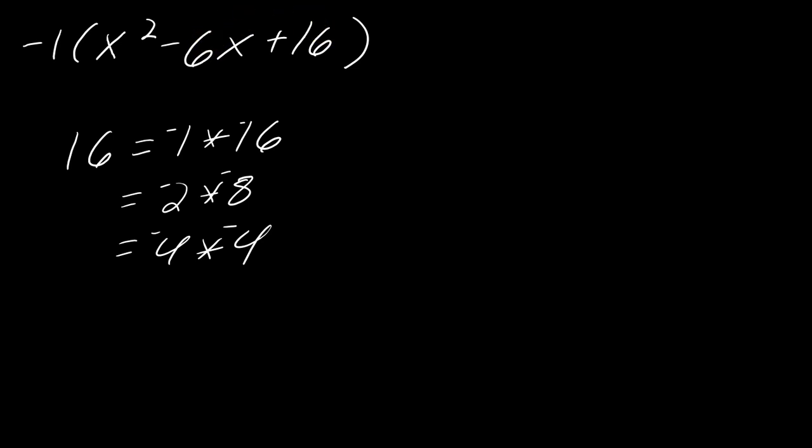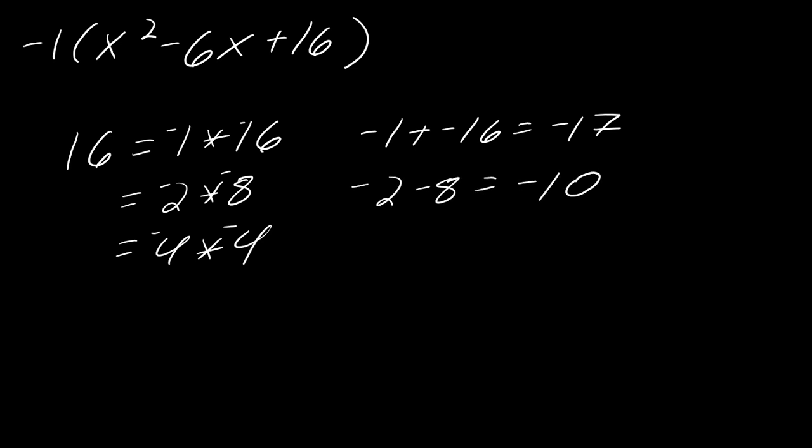Now if I try to add these together, I have -1 plus -16, that equals -17. Obviously that's not going to work. -2 minus 8 is -10, so that's not going to work. And -4 minus 4 is going to be -8. Now, is there any other way that I can multiply to 16?